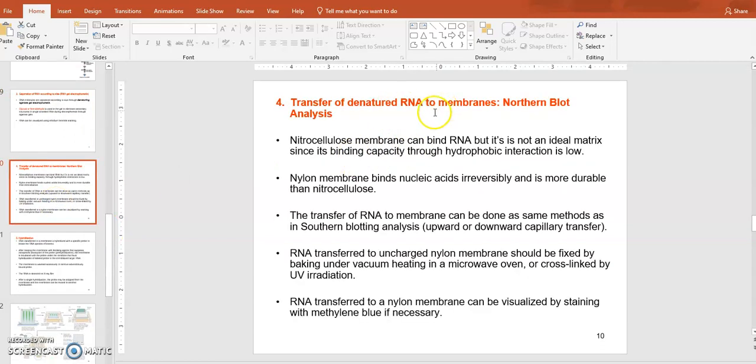Transfer of the RNA onto the membrane uses the capillary transfer process. The membrane is nitrocellulose or nylon. We already talked about that in the southern blot hybridization method. It's the same method.